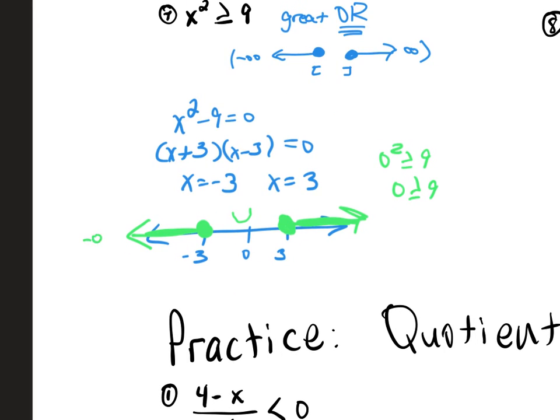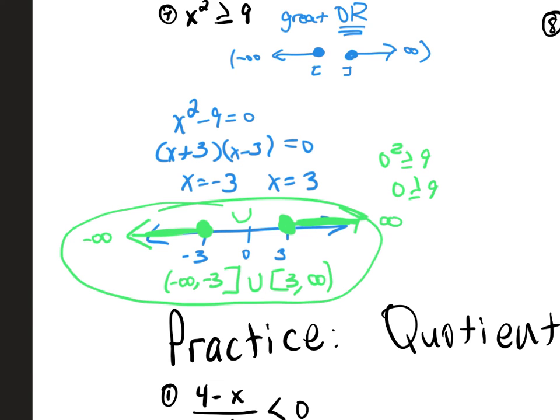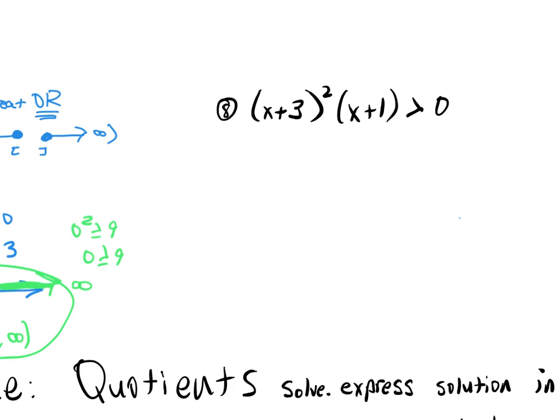So when I write my interval notation from negative infinity to positive infinity, it's negative infinity to negative 3, bracket, union, 3 to infinity. And there we go. Okay, and number 8, this one's already factored for us. So we can just write this as x plus 3 squared times x plus 1 greater than 0.